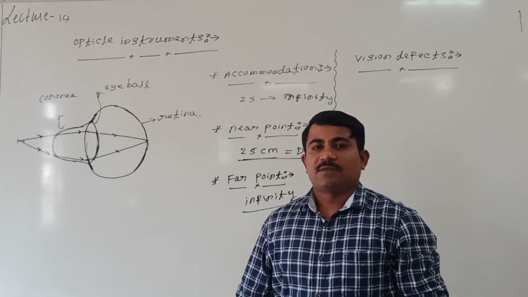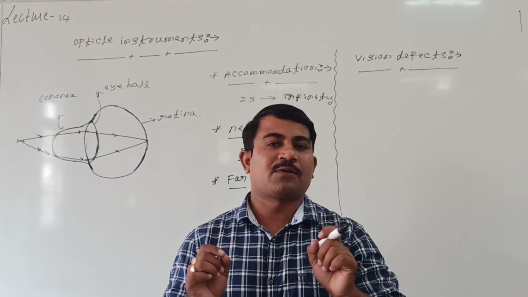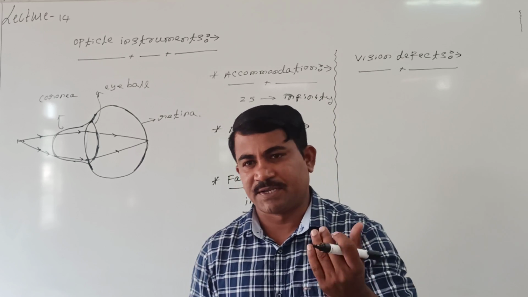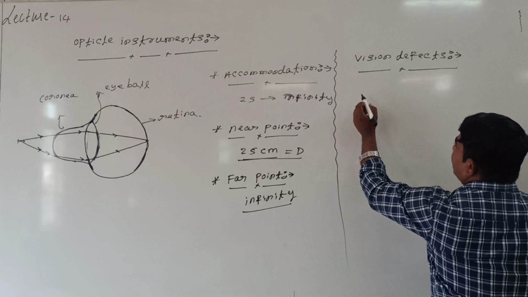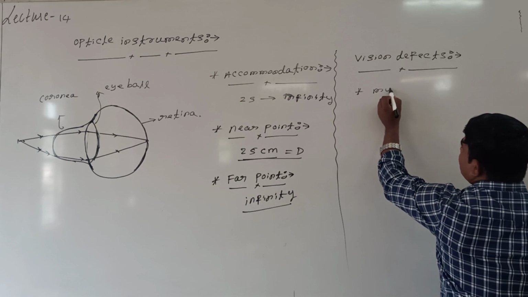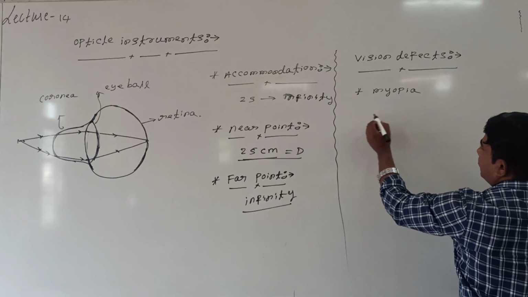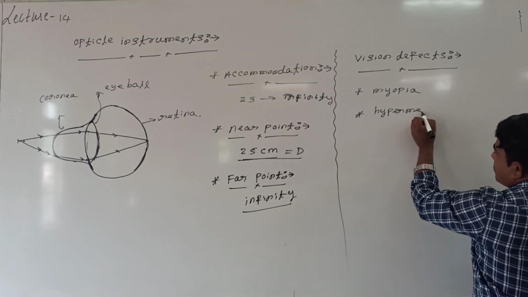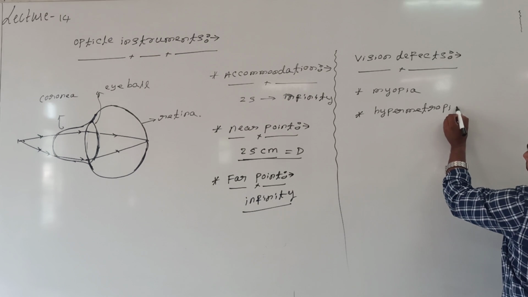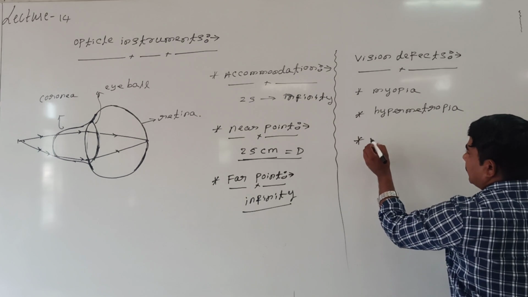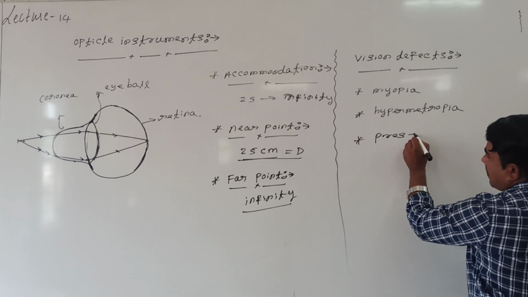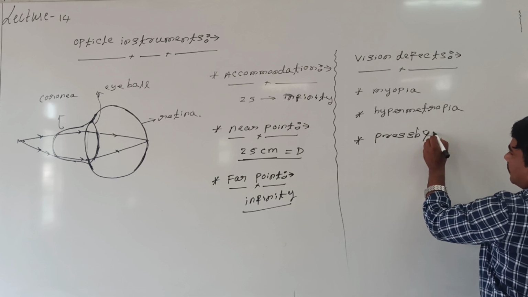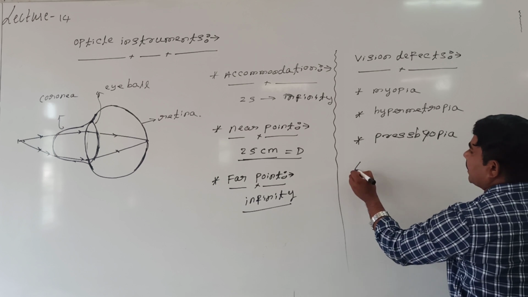See here. There are four types of vision defects. One we are calling myopia, second hypermetropia, third presbyopia, and last one astigmatism.